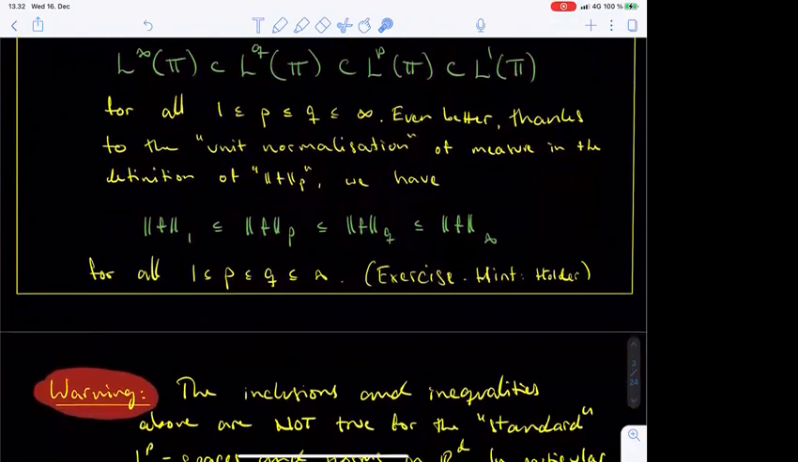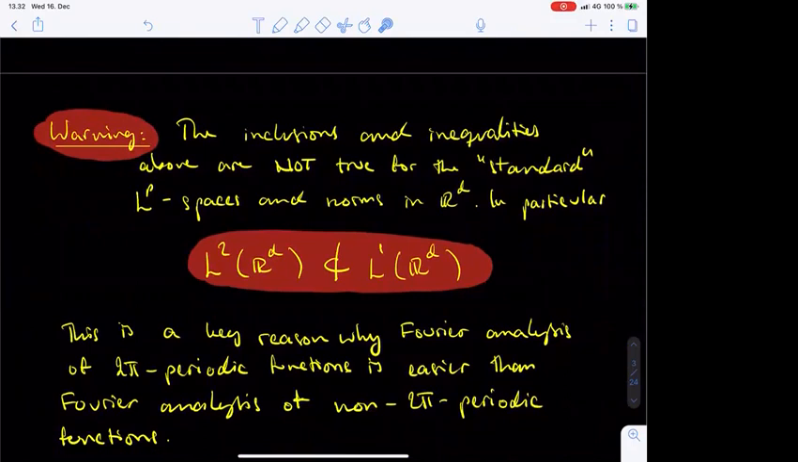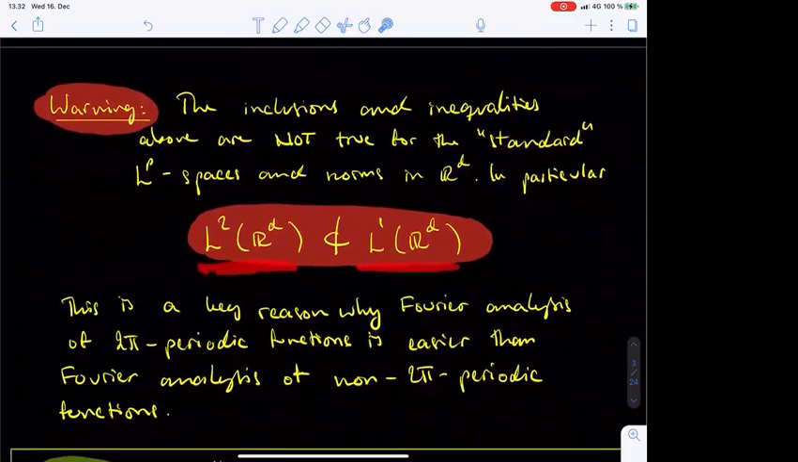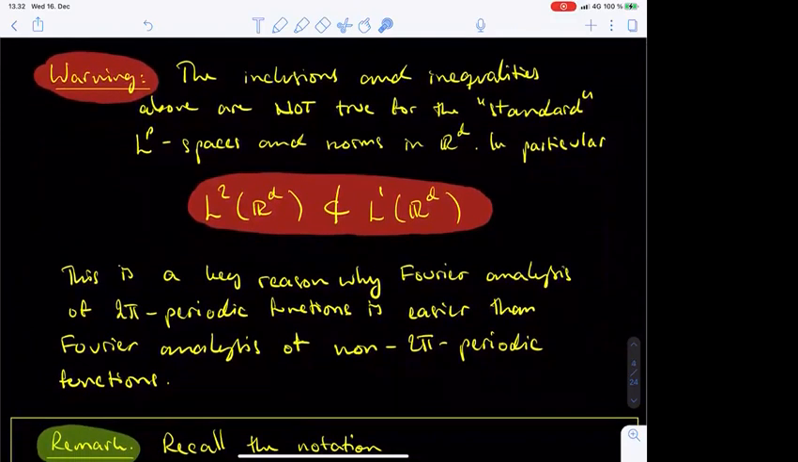These inequalities are not true for the standard Lp norms, and in particular the space L2 of R^d is not a subset of the space L1 of R^d. This is in fact the key reason why Fourier analysis of 2-pi periodic functions is quite a bit easier than Fourier analysis of non-2-pi periodic functions.